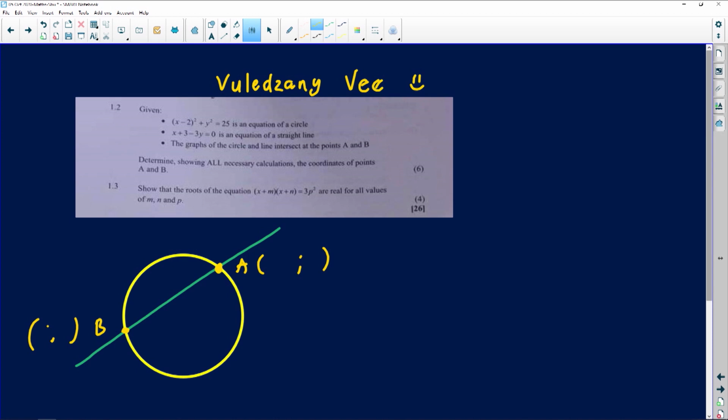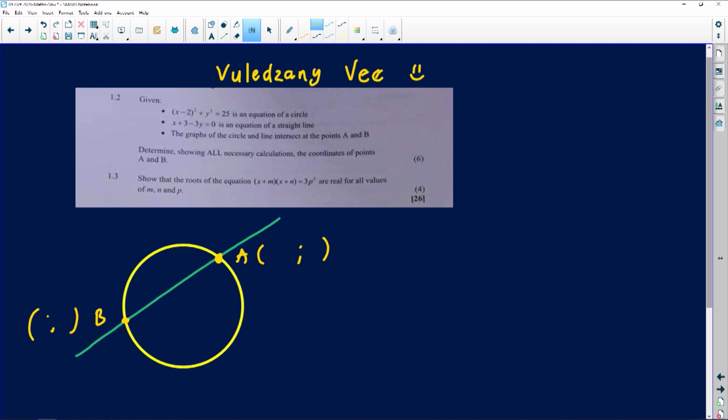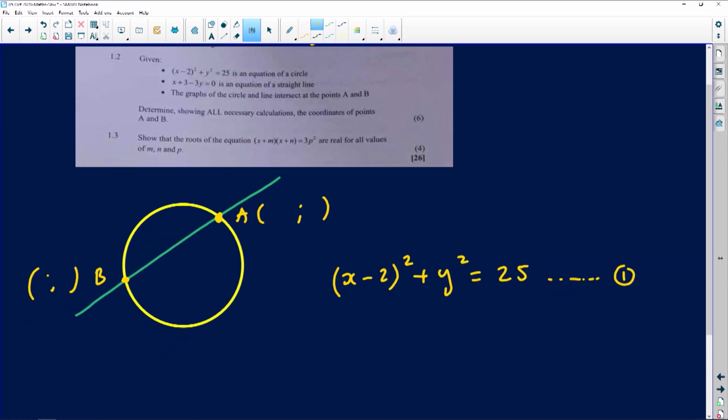Now, first of all, I'll take the first one. It is (x minus 2) squared plus y squared equals 25. This is my equation 1. And then there's another one, the straight line. I want to take the simpler one, which is the straight line. The straight line is x plus 3 minus 3y equals 0. This is going to be equation 2.